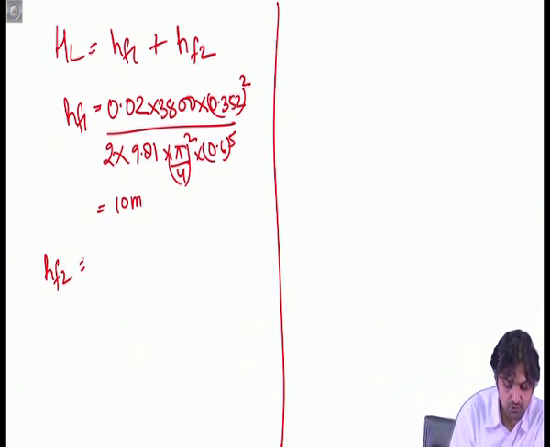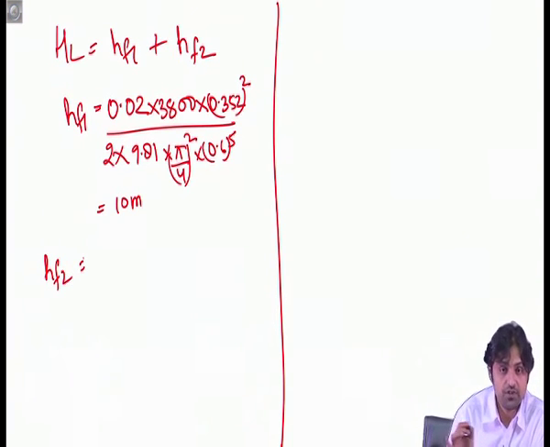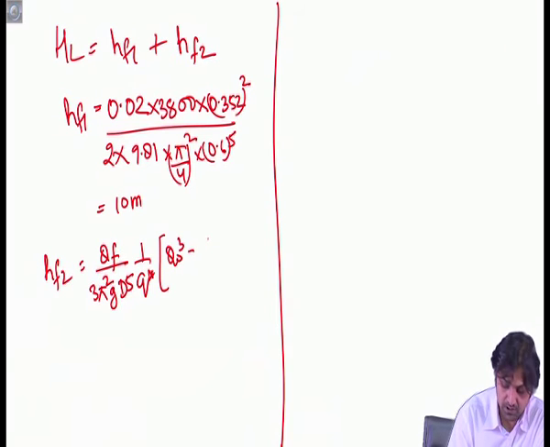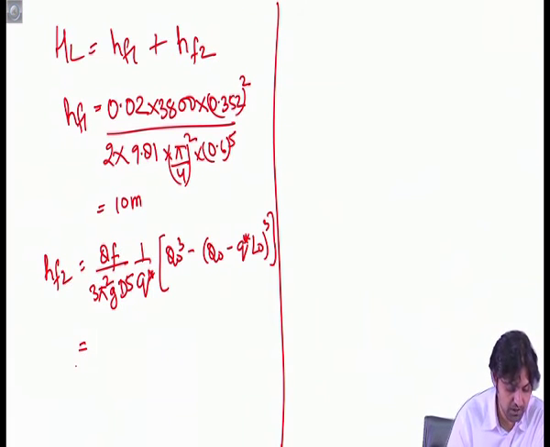What is HF2? It is the last 1200 meters where we have derived that equation, which was 8f over 3 pi square g d to the power 5 into 1 by Q star into [Q naught cube minus (Q naught minus Q star L naught) whole cube]. If you solve this with the appropriate values, f is 0.02 and other things, you will get HF2 as 1.053 meter.